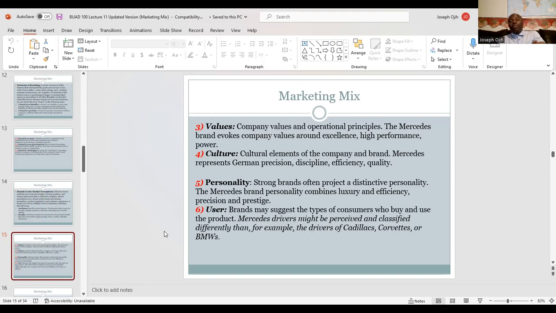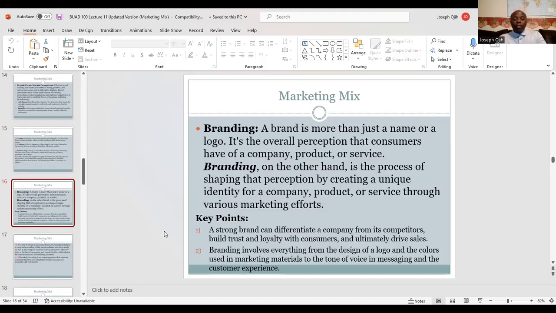Because there might be other brands that will give you the same product or service quality, you know. But for some reason, customers choose a particular brand, and that brand becomes very popular. So branding simply means the process of shaping all the perceptions that are created in our mind by the brand logo.